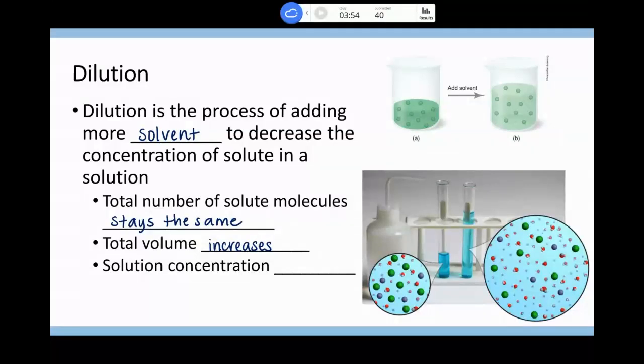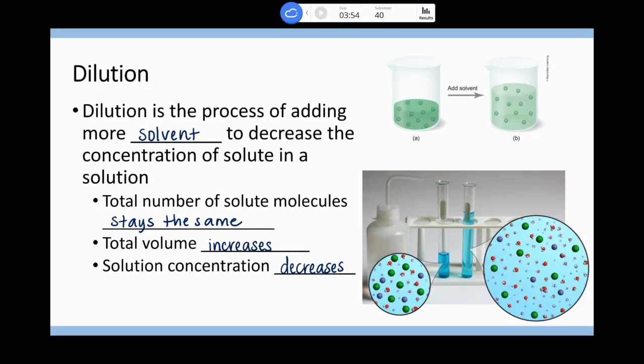Since we have the same number of solute particles in a larger volume, that means the concentration decreases. So we have two images here that show dilution. We start with these test tube samples. You can see by the color, we have a darker color here, and that's because we have a higher concentration of solute particles per amount of volume.